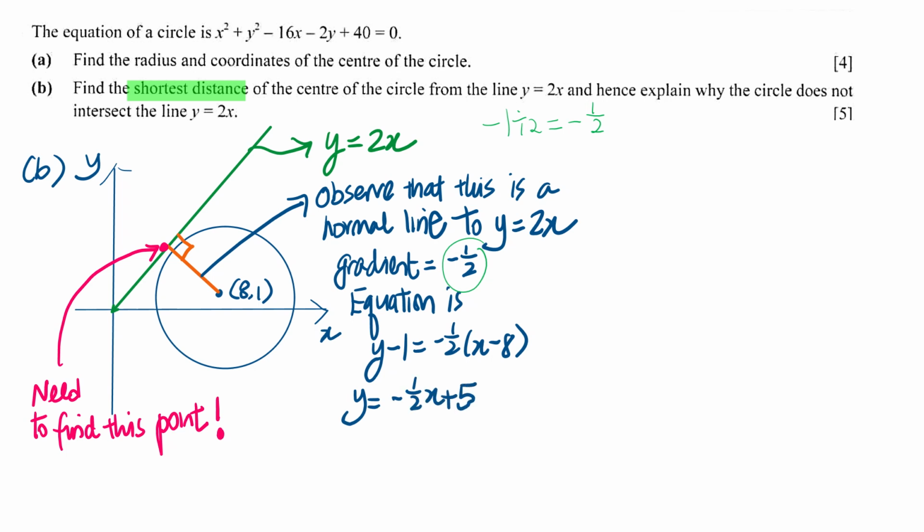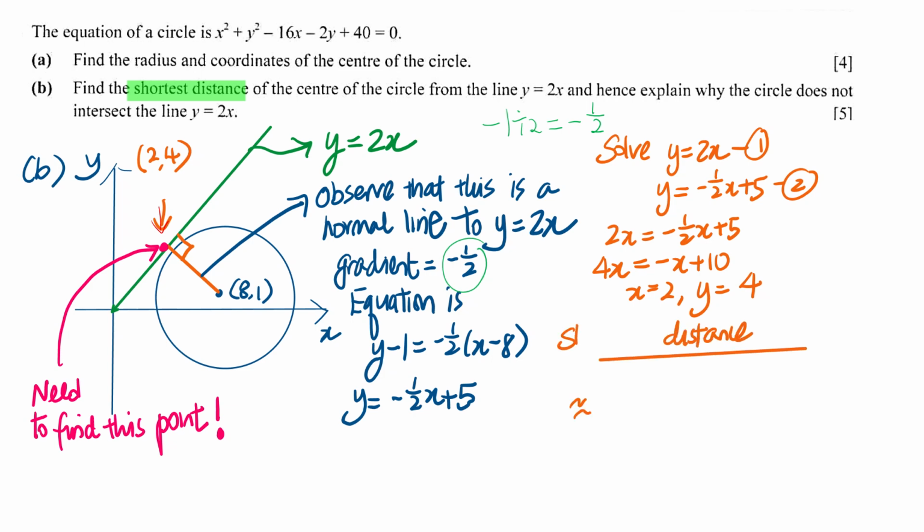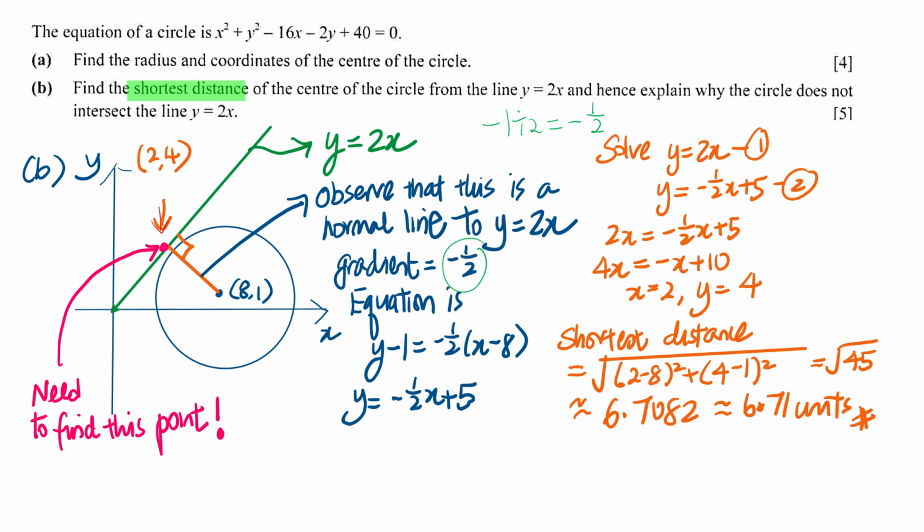Right. And from the diagram, we can see that the particular point here, which I need to find, is the intersection point of the line y equals 2x and y equals -half x plus 5. So we solve these two equations simultaneously. We should be able to find the x coordinate and the y coordinate. Right, so to find the shortest distance, we will have to use the distance formula. And that comes out to be 6.71 units.